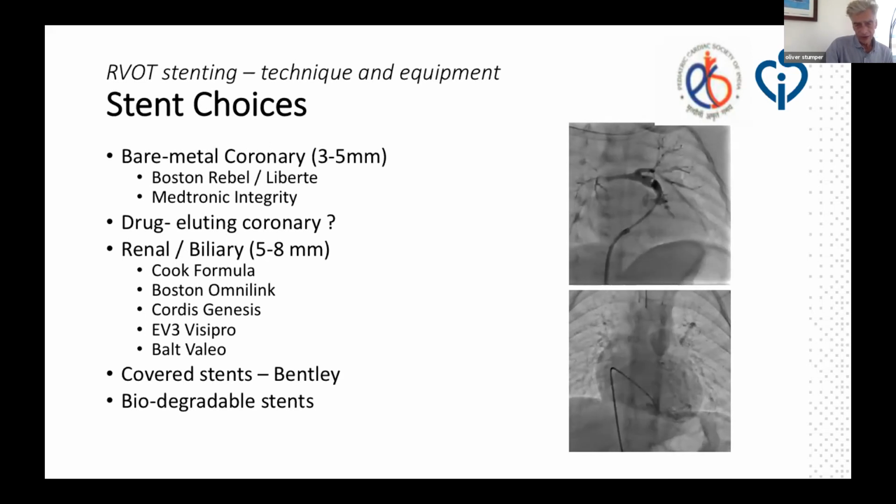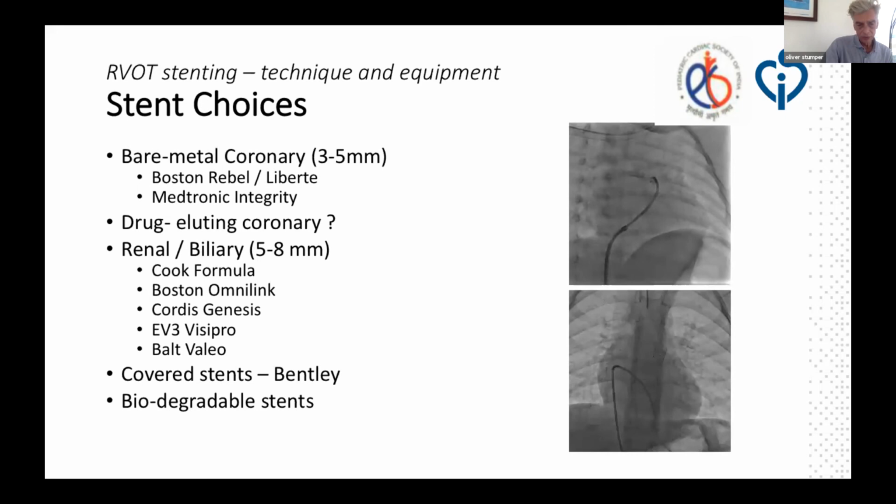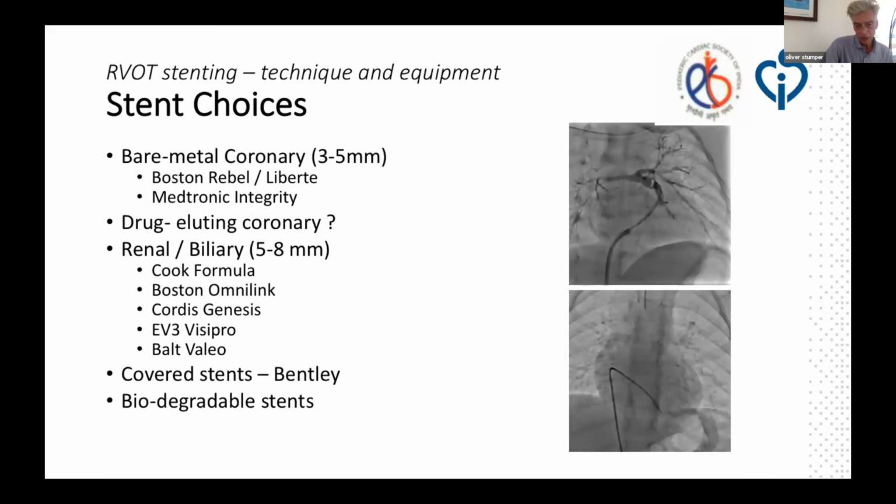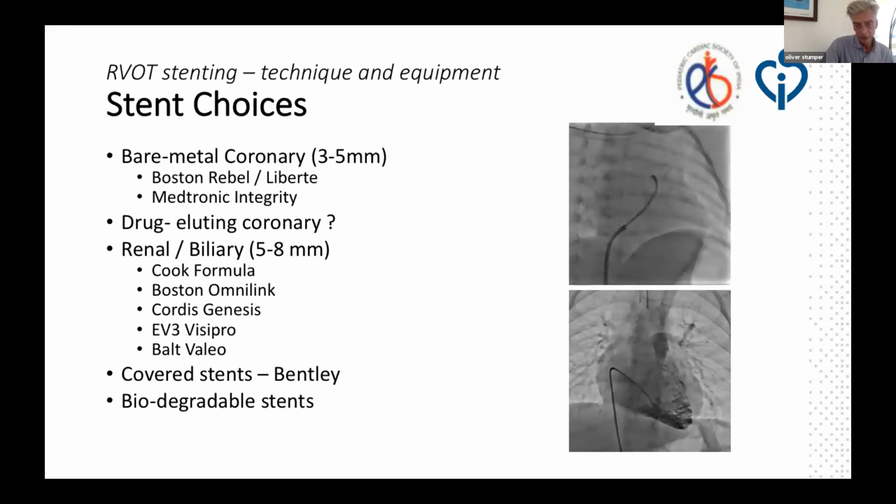Cordis Genesis, I personally don't use. Covered stents, I think the Bentley graft, it looks very attractive and maybe easier to retrieve surgically later on. Biodegradable stents, personally, I don't think they will have the strength to last the course of palliation, so I wouldn't use them at present.